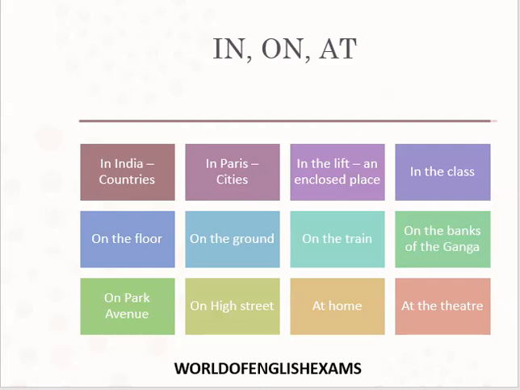So like that, then let's move on to at home, at the theater. Of course, I just skipped two examples here, on Park Avenue and on High Street. Then when you want to talk about specific places, then you're going to use at home. I am at home, I am at the theater, I am watching a movie at the theater, like that. So I hope this is very clear, and just like I mentioned before, if you want to make a note of this, you may pause the video here and make a note of it before proceeding.